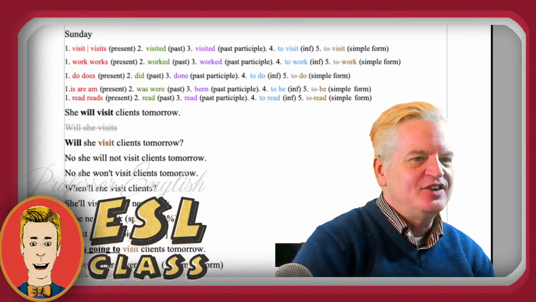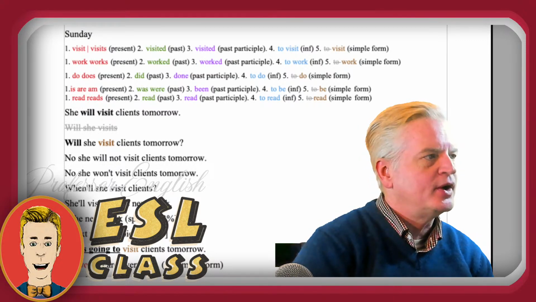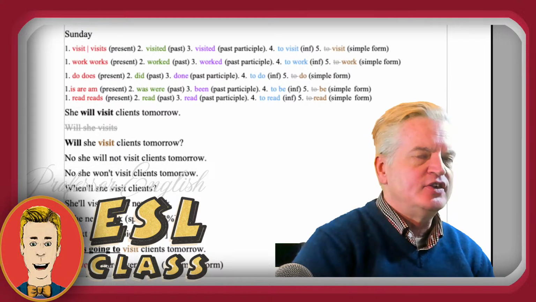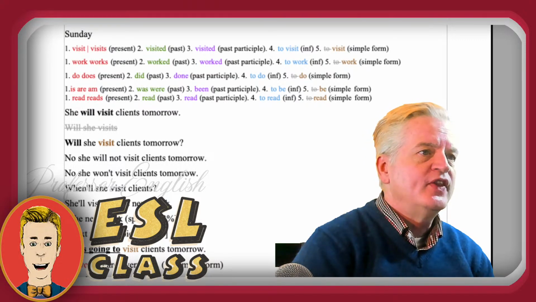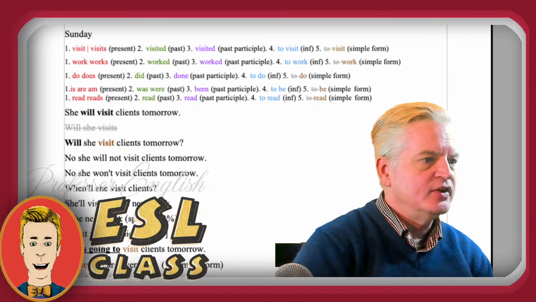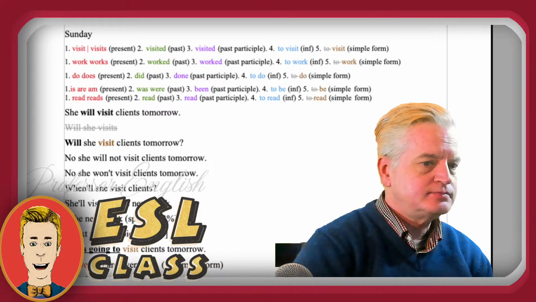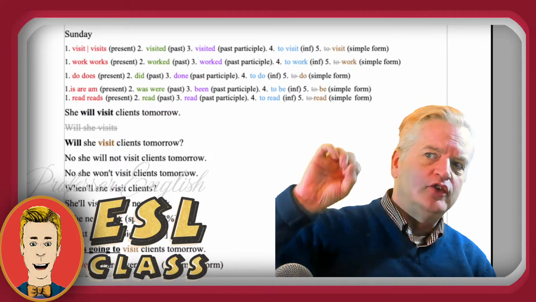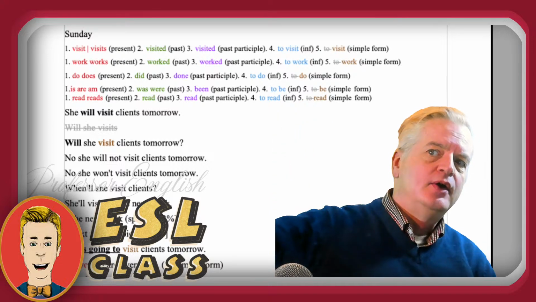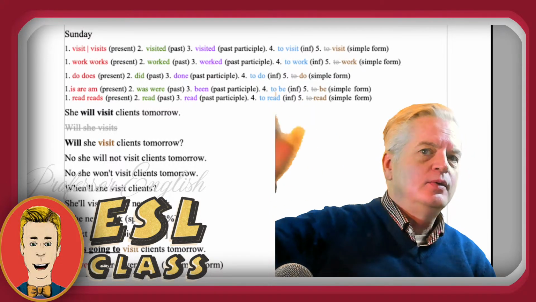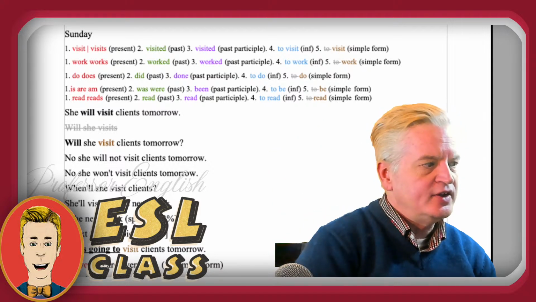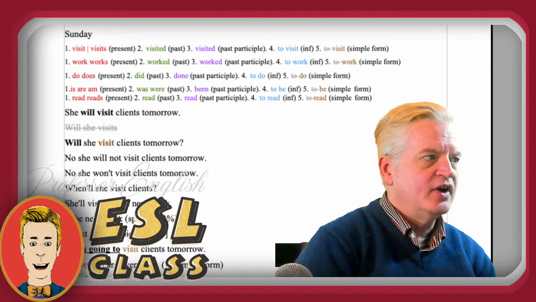She'll visit clients tomorrow. How would you make a yes-no question with she'll visit clients tomorrow? This is just like tomorrow will be Friday. Will tomorrow be? Will she visit? Will she visit clients tomorrow?